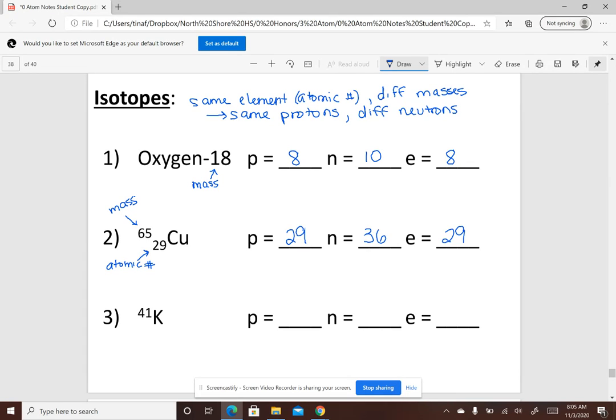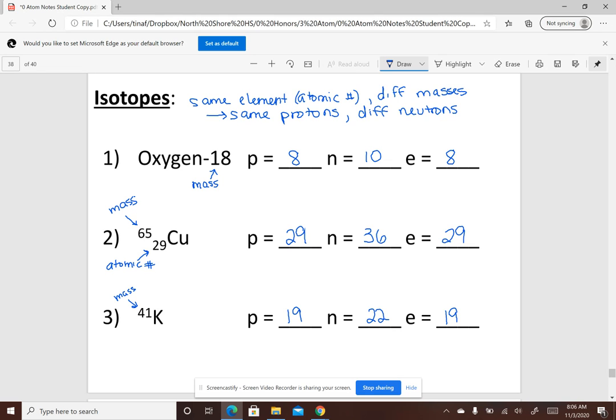Last thing they can do, guys. So this potassium example is different from copper in that they just write the mass and there's no atomic number written on the bottom. And they can do that because you can still go to your periodic table and get the atomic number of potassium. So it has an atomic number of 19, which means it has 19 protons and electrons. But now instead of 39 minus 19, we want to do 41 minus 19. So this isotope of potassium has 22 neutrons.